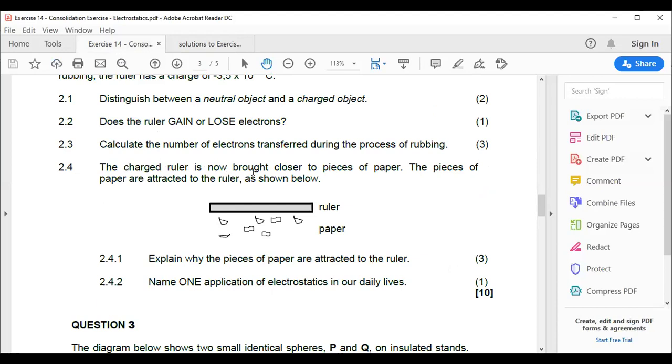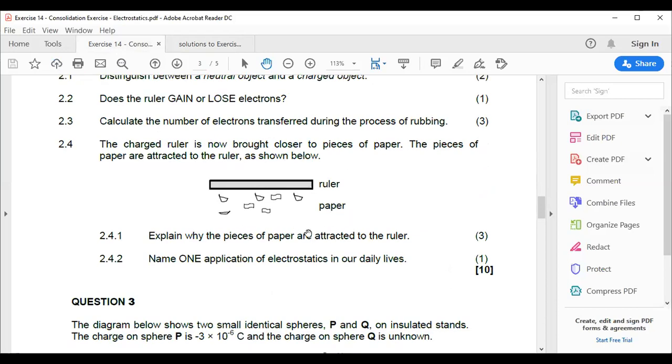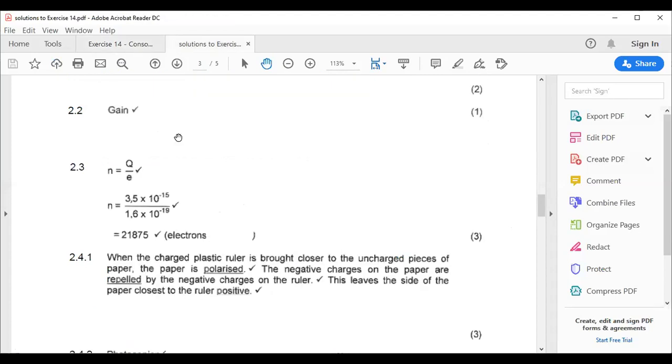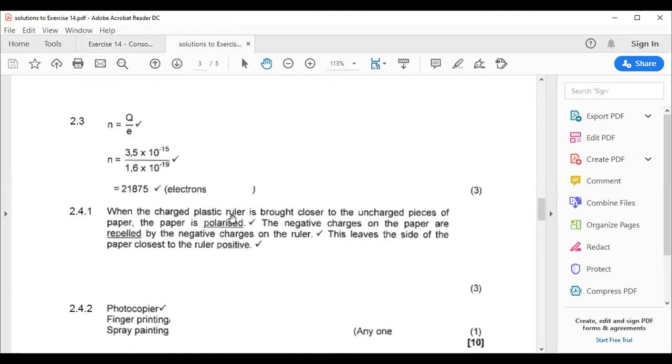The charged ruler is now brought close to pieces of paper. The pieces of paper attached to the ruler are shown below. So you have your ruler there and you've got your paper. Explain why the pieces of paper are attracted to the ruler for 3 marks. All right. We check the answer then. When the charged plastic ruler is brought close to the uncharged pieces of paper, the paper is polarized.